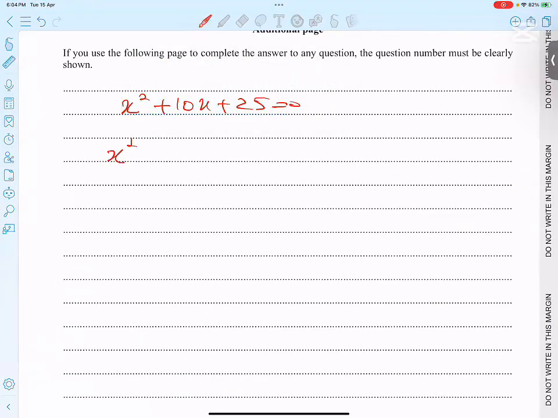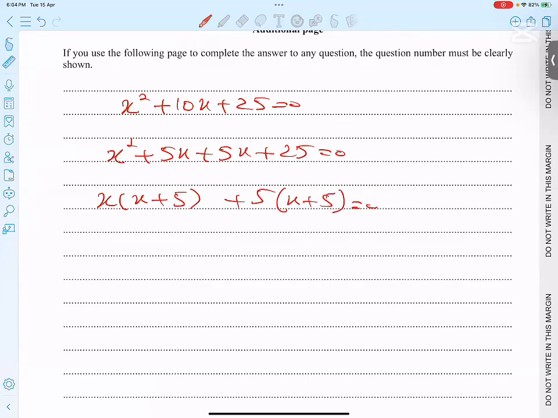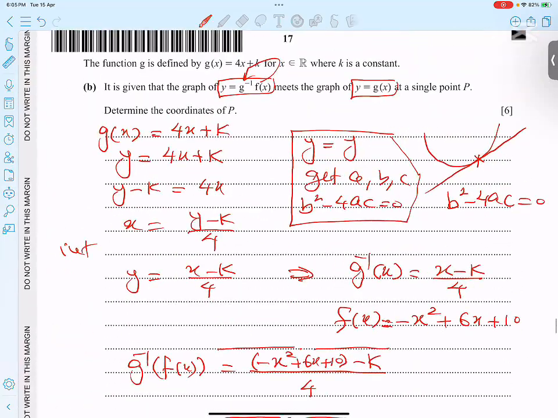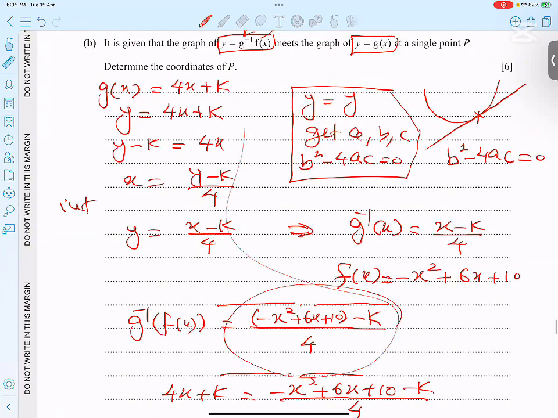So factorization: 5 fives are 25. Take x common, I get this, 5 common. You can go for the quadratic formula even, no problem at all. I got negative 5 two times, so repeated twice, no need. And I'm looking for the y coordinate. That y coordinate you plug in either here or here. The upper is okay, k is 7.